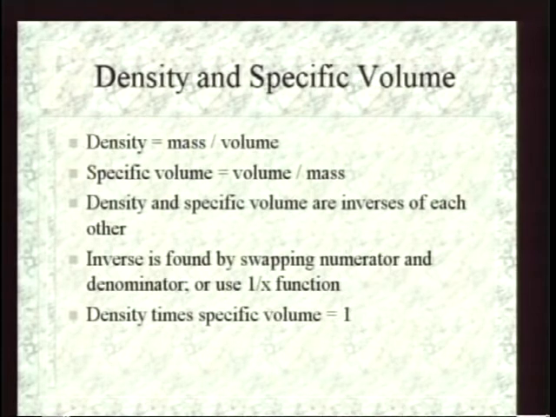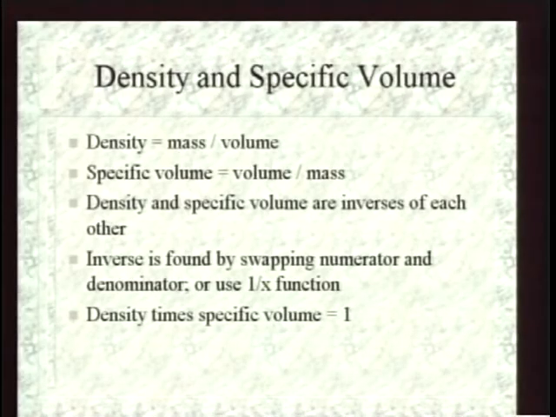When you take the density and multiply it by the specific volume, it's always going to come out equal to 1. And on the overhead camera, we'll take a look at how to find the inverse, and we'll look at that property of how it equals 1 when they're multiplied.